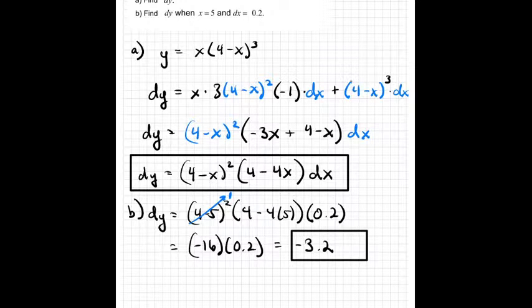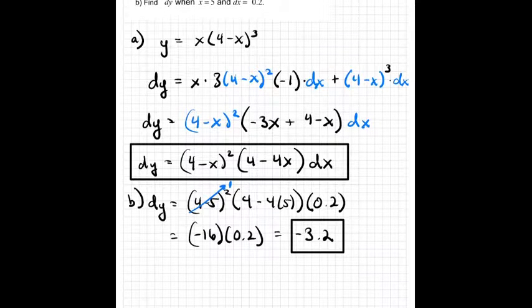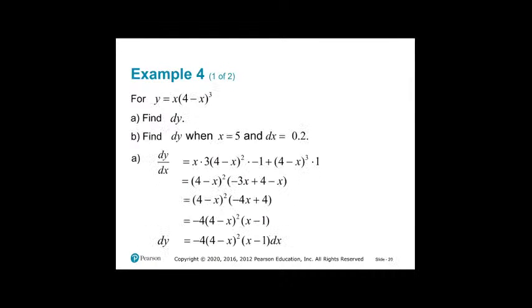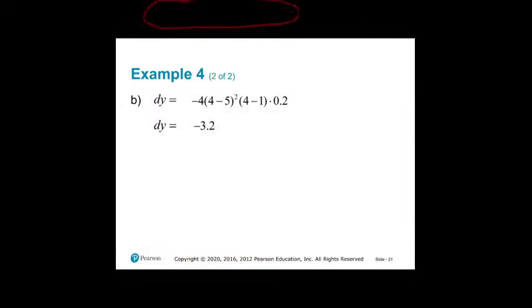Okay. Let's see, how did we do? Let's compare to the notes. Negative 3.2 is good. dy, you see it right there. And we could have factored out that negative 4. I noticed it towards the end, but what we have is essentially the same thing. You see it here, dy equals this. And then I think we got the same result with x equals 5 and dx equals 0.2. Okay. Let me see my time. I think we're looking pretty good.